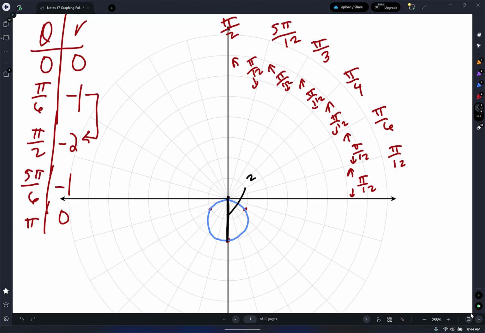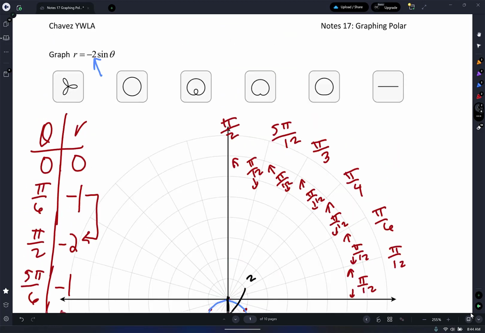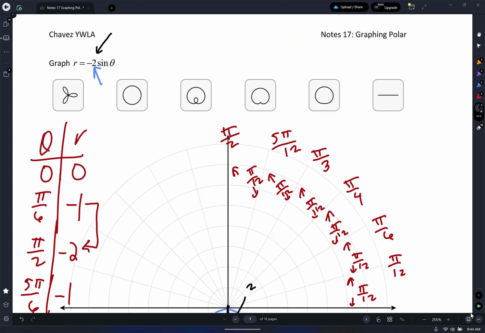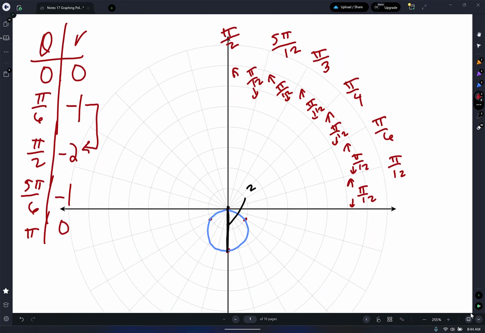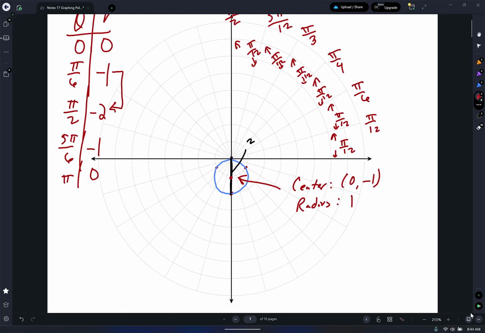That is 2. Where's the center? By the way, this will always be a circle. The diameter is 2. And if it just looks like this, the center is going to be halfway through. So at 0, negative 1 is the center. Center, 0, negative 1. And what's my radius? Half of the magnitude. So 1, or half of the diameter. So you will always get a circle.